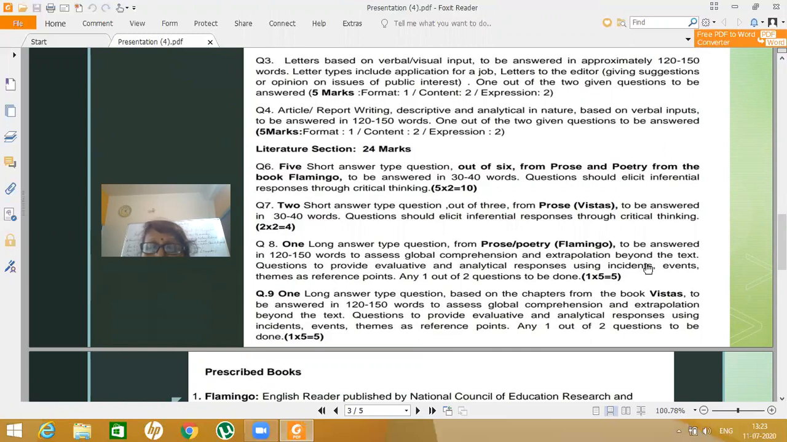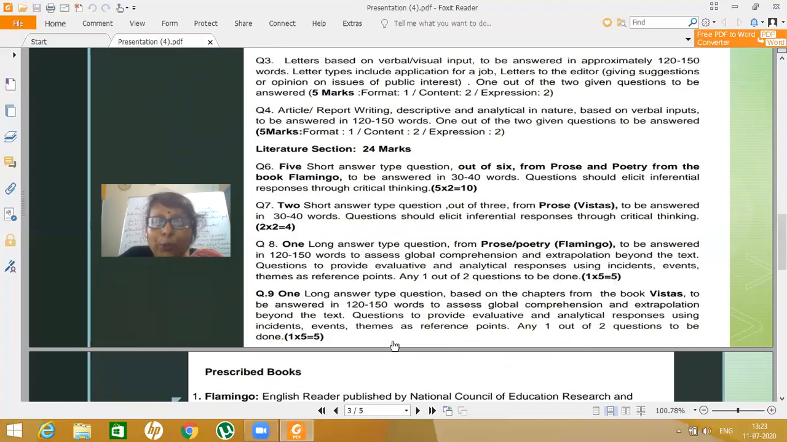So again, here you will be getting a choice. 2 questions will be there, and out of 2 you have to do 1, and it will be of 5 marks. And again, question number 9, the same pattern, but this time question number 9 will be from Vistas, and again a long answer of 5 marks, and word limit will be 120 to 150.